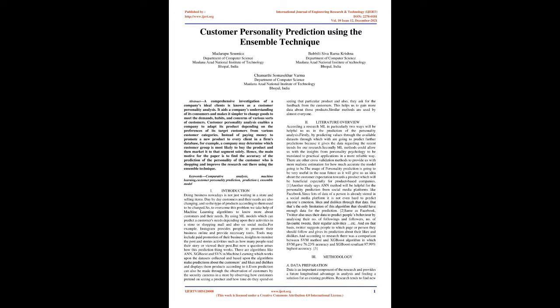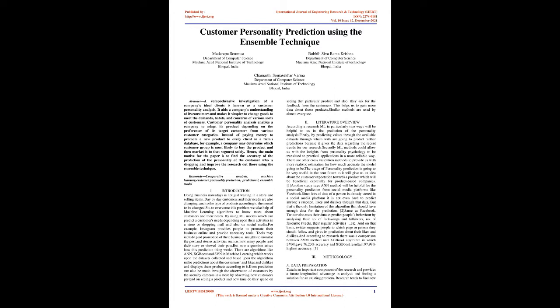Keywords: comparative analysis, machine learning, customer personality prediction, prediction, Ensemble model. Introduction: Doing business nowadays is not just waiting in a store and selling items. Day by day customers and their needs are also changing, and so the type of products used to be changed according to them. So, to overcome this problem we take help of machine learning algorithms to know more about customers and their needs, by using ML models which can predict a customer's needs depending upon their activities in a store or shopping mall and also on social media.